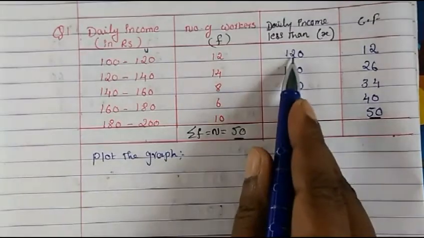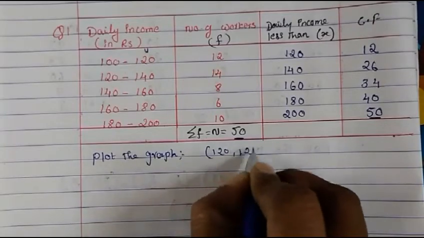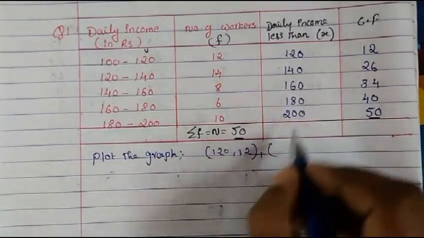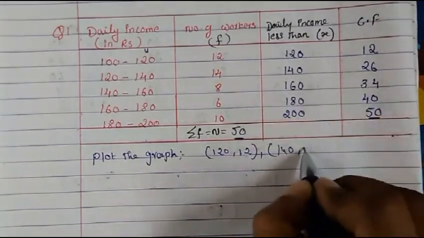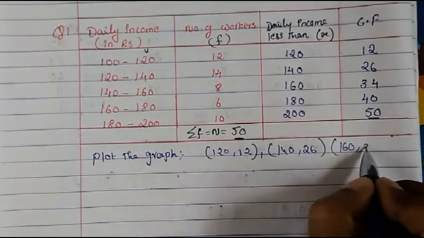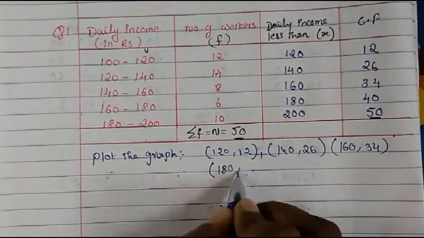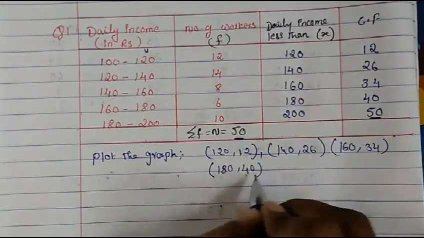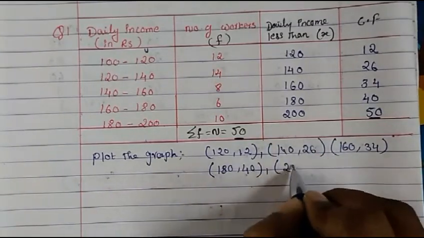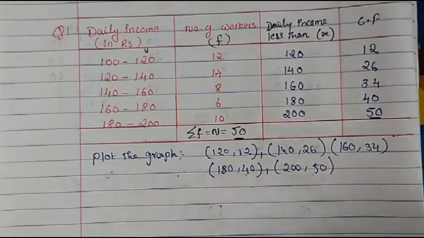And your points will be 120, 12. And then 140, 26. Then 160, 34. Then 180, 40. Then 200, 50. So these are the points you have to plot.